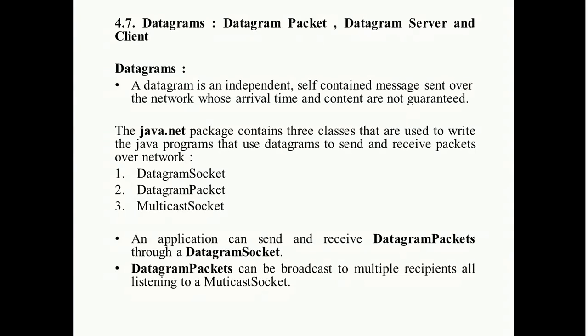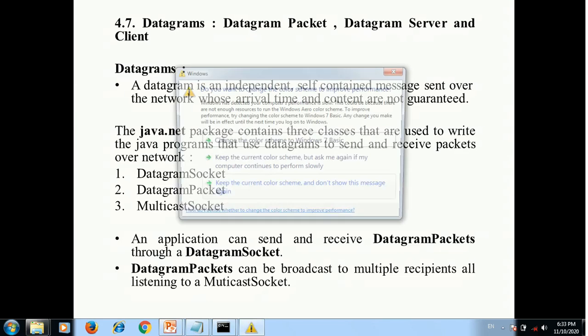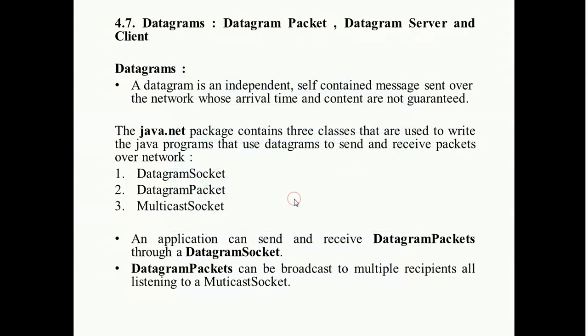So when you transfer data using datagrams to send and receive packets over the network, three classes are used. The first class is DatagramSocket, the second is DatagramPacket, and the third is MulticastSocket. These three classes are used to send and receive packets over the network in datagrams. A datagram is also called UDP.